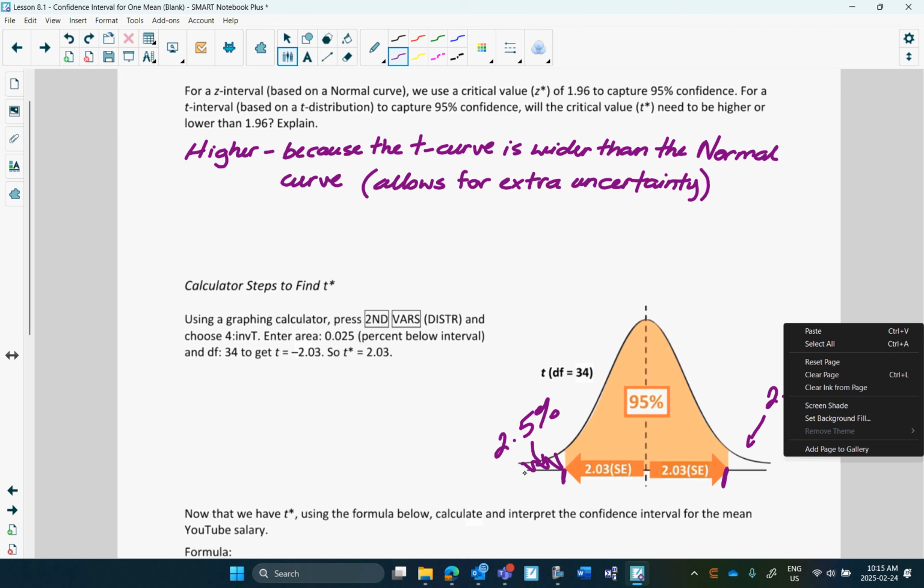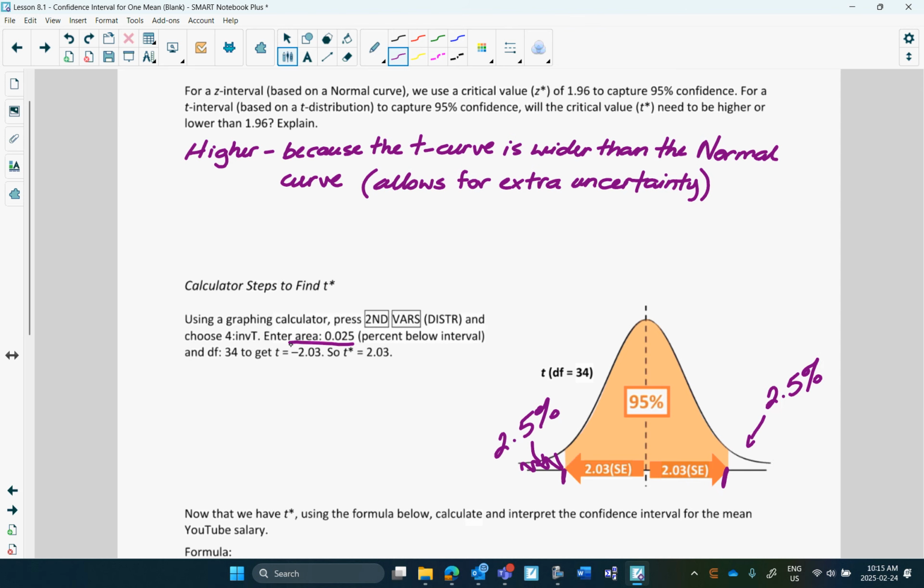So if you did that, inverse T, you would have to enter the area, okay? You would also have to enter the degrees of freedom. Remember, that's sample size minus 1. So it'd be 35 minus 1. That's where we get 34 from. And you would get 2.03, which is in fact higher than when we did a confidence interval for proportions, calculating the critical Z value. Okay, because it allows for that extra uncertainty.